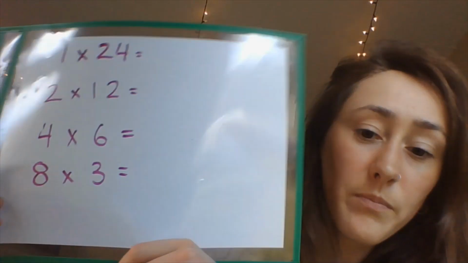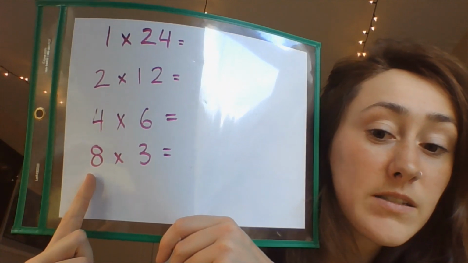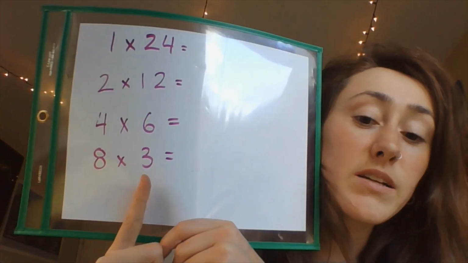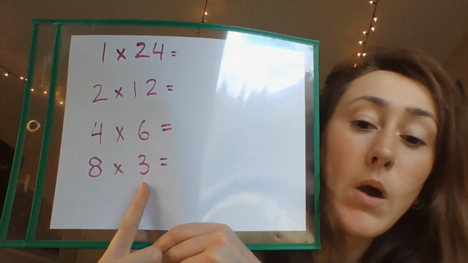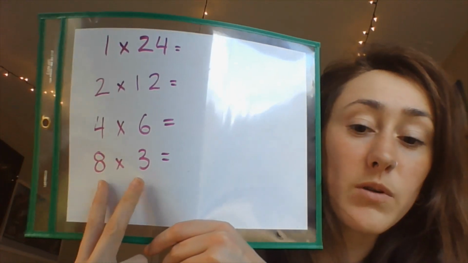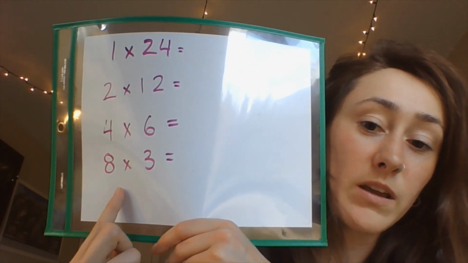Can we do it again? Let's take a look. Can we double 8? Yes, we could double 8 and it would be 16. But can we halve 3? No, we can't halve 3. So we cannot double and halve this number any further. This is as far as we can get.